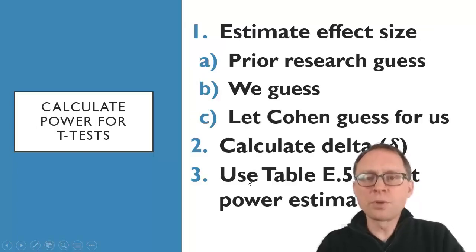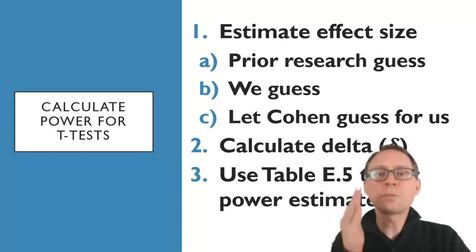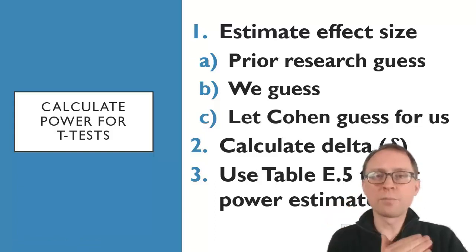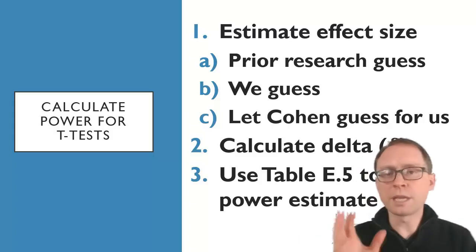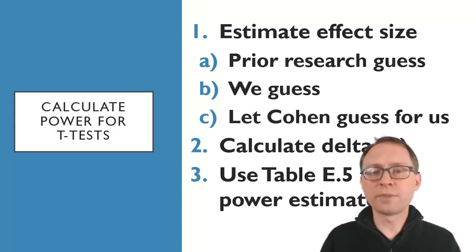The steps are going to be, you're going to estimate the effect size, what we just barely saw. How do we do that? Well, we use a prior research guess, right? We use the data from past research, and that's what we're going to do today. We're going to take data that we've already done, and we're going to estimate the effects based off of that.